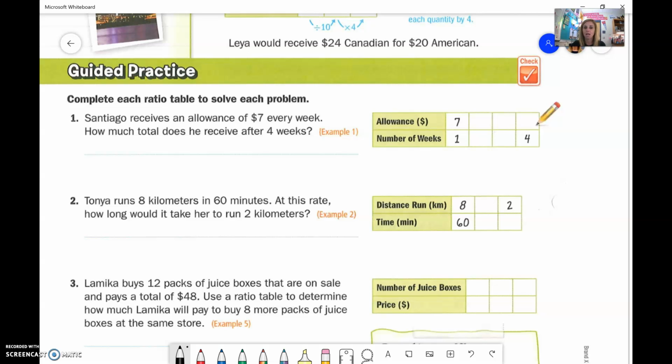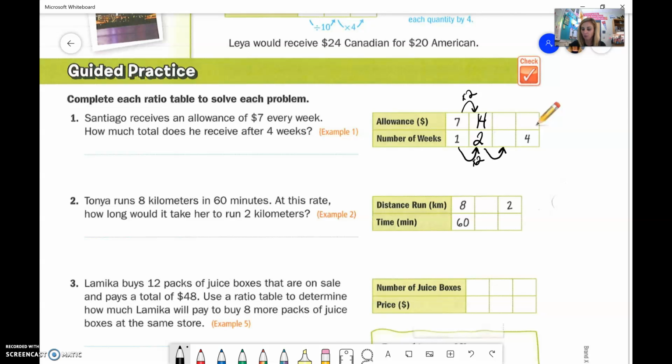So let's say if we have 2 weeks, how do I get from 1 to 2? Well, we're going to multiply. Remember, it's only multiplying or dividing. We're going to multiply by 2. If I multiply the bottom by 2, I have to multiply the top by 2. So 7 times 2 is 14. Makes sense, right? Because we're doubling.